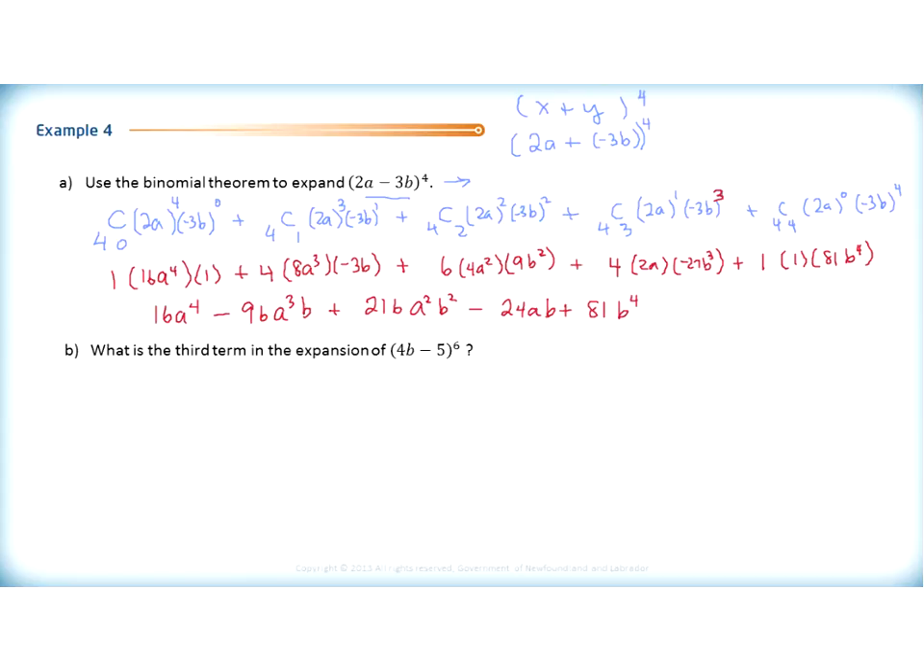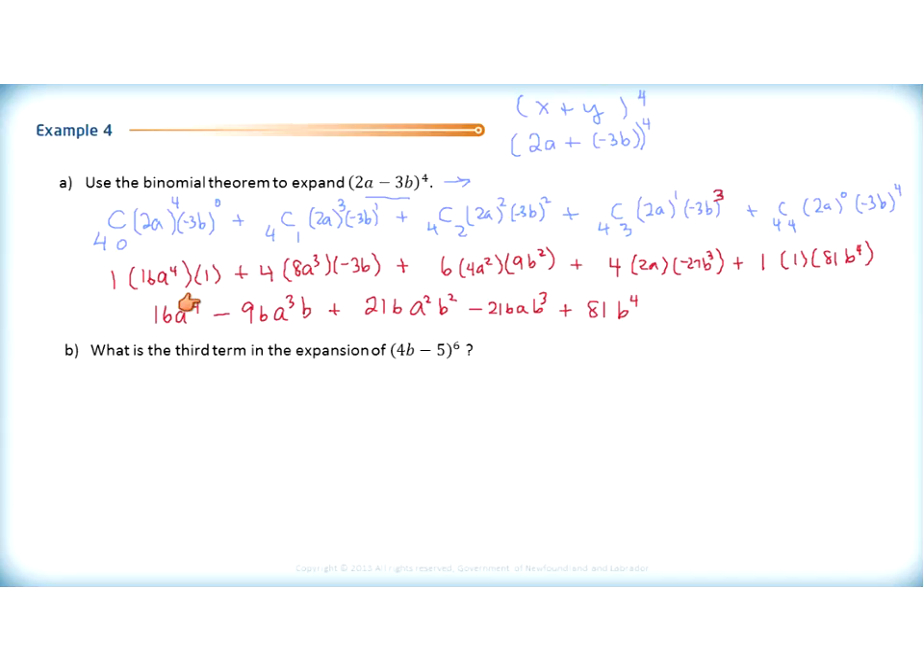4 times 2 is 8 times 27. It's 216. And it's a negative 216. So let's fix this here. It should be a negative 216 a, b cubed, 81b to the 4th. Now I think we're good.